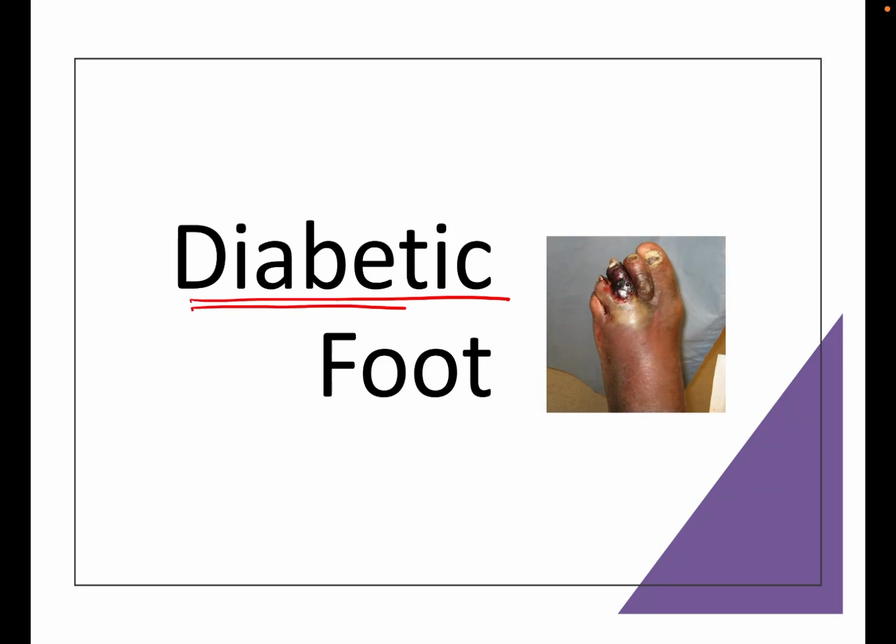Today we will discuss diabetic foot. Diabetic foot is a very common clinical condition that one often encounters in the surgical ward as well as in surgical super specialties like plastic surgery and vascular surgery. And this diabetic foot results due to poor glycemic control over a period of time, especially in type 2 diabetes mellitus.